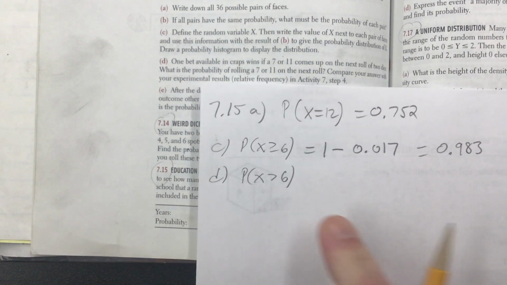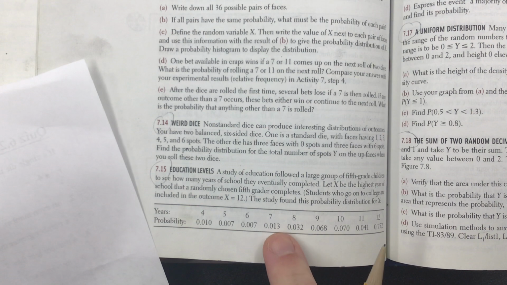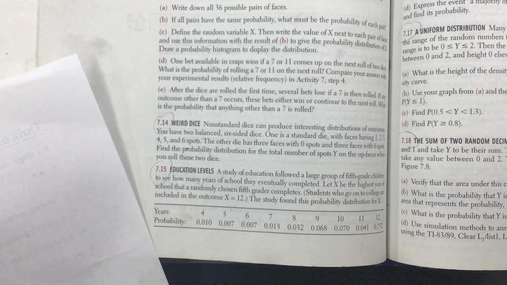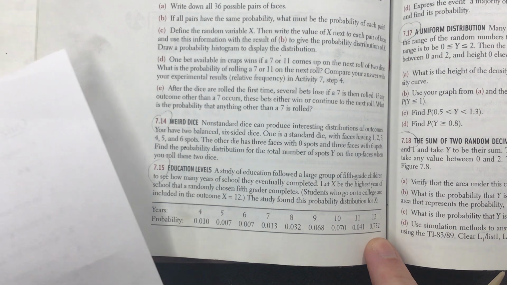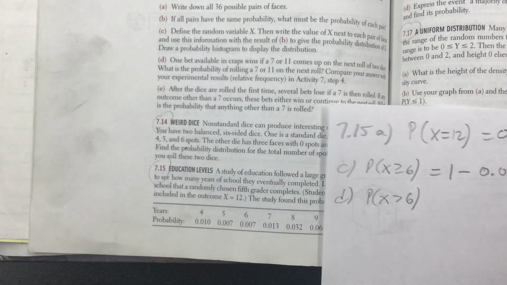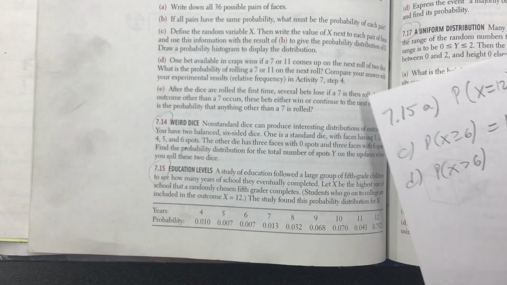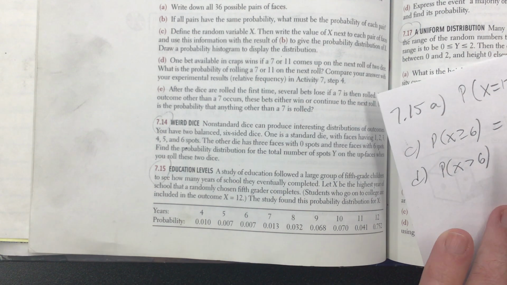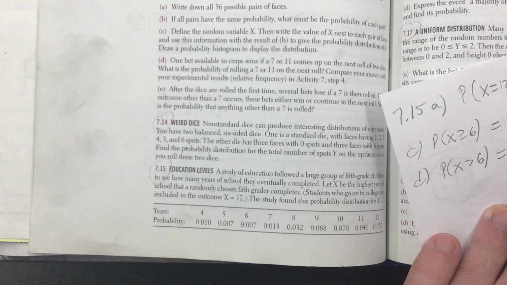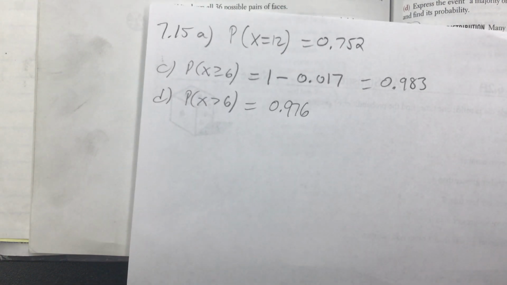Okay. So that means they've completed 7, 8, 9, 10, 11, or 12. Again, I could add all those up, or I'll just take the last answer and subtract 0.007 from it. Oops, sorry about that. So there we go.